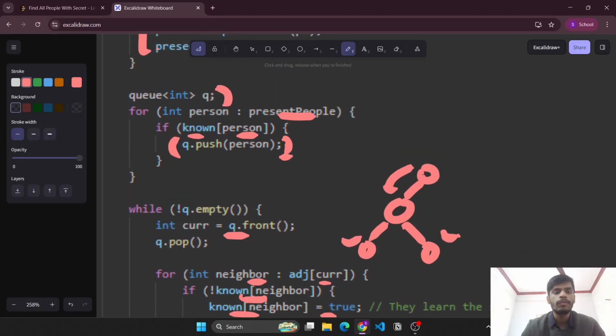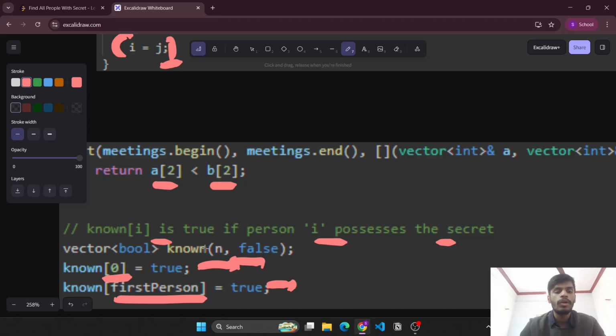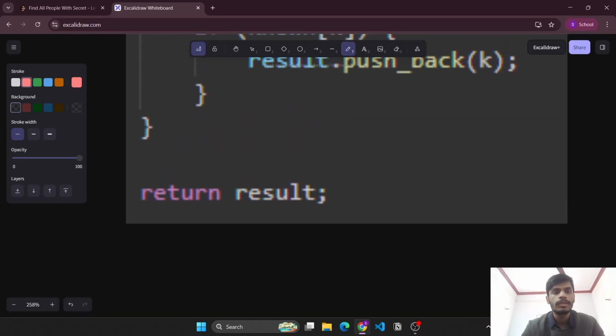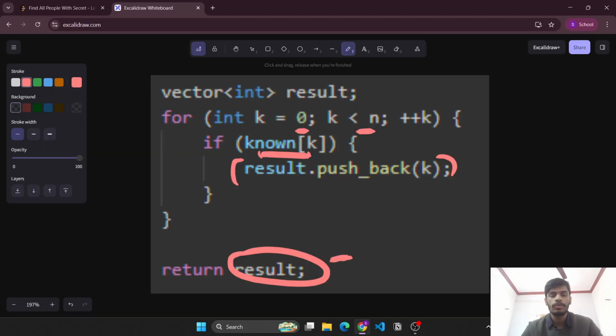Now in the end, what do we need to do? This known vector will be storing true for all those persons who now know the secret. So we'll simply extract them. We'll create this vector result. Now we'll iterate from 0 to n minus 1, and if known of k is true, we'll simply push it into our result and finally return the result. Okay, so this is the overall approach for this problem.